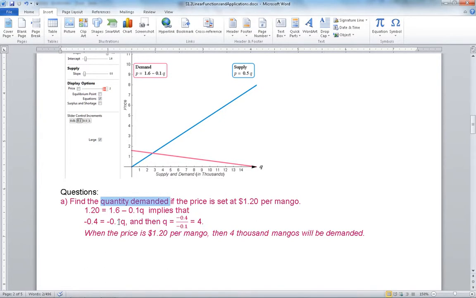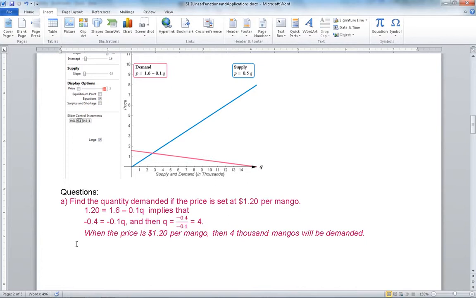Now the way we do this algebraically is simply to put the price that is set, the $1.20 per mango, equals 1.6 minus 1/10 of how much is demanded, the quantity Q. So we solve this: subtract 1.6 from both sides, so you get -4/10 equals -1/10 of Q, then divide through by the -1/10 to get 4 for the value of Q. Now keep in mind, Q is in thousands. So when the price is set at $1.20 per mango, then 4,000 mangoes will be demanded.